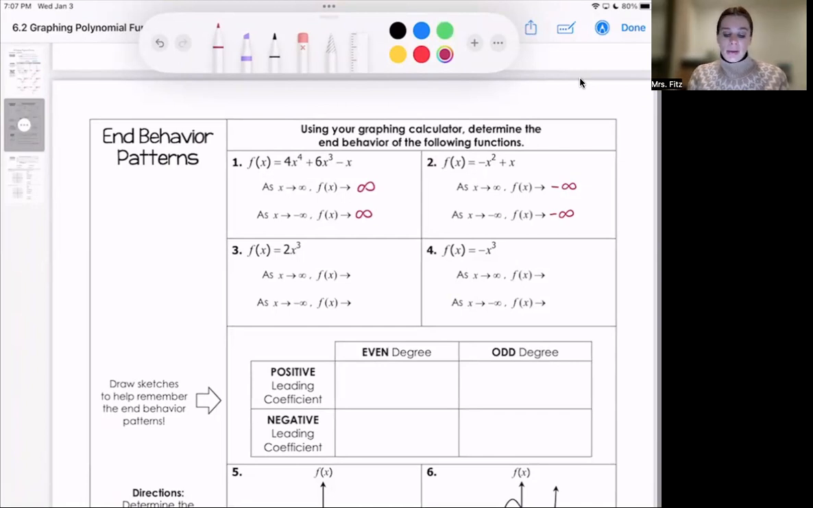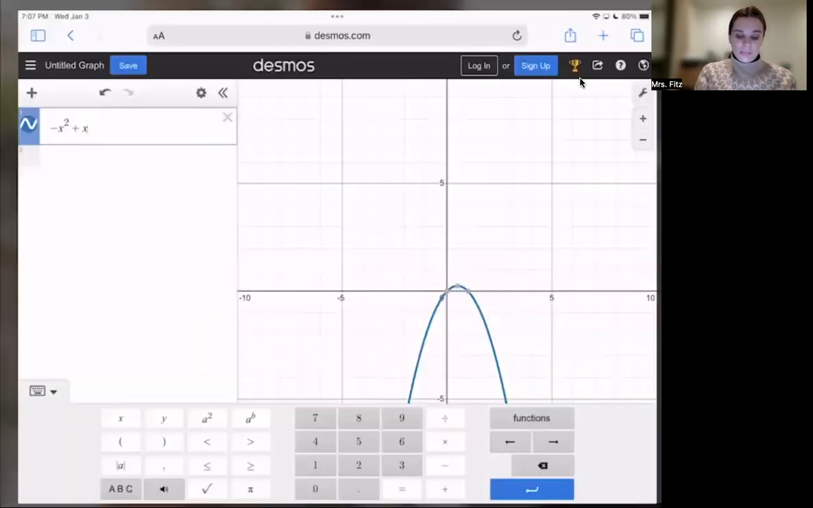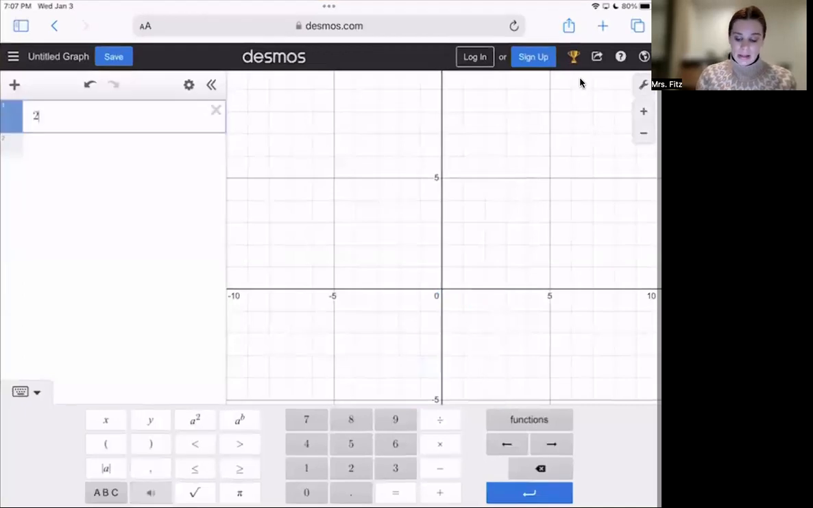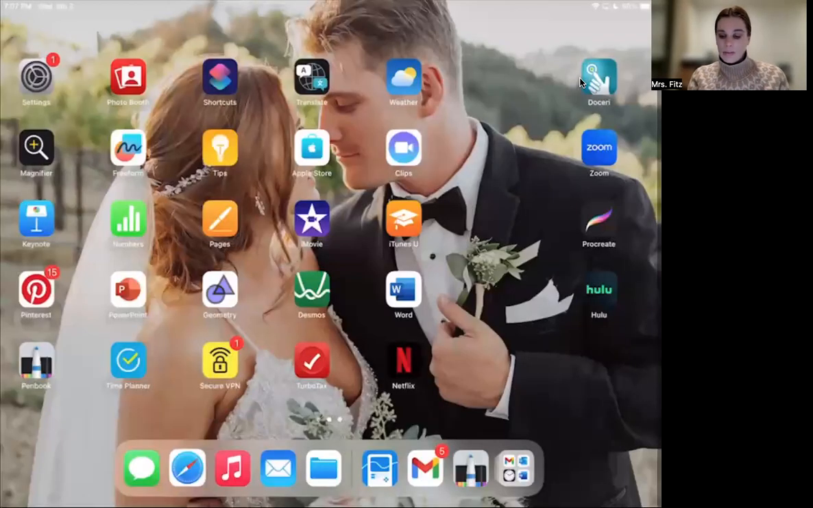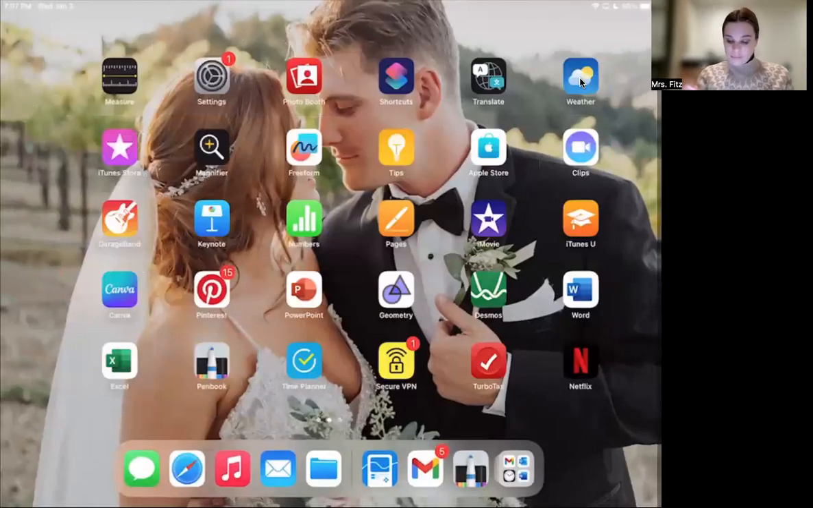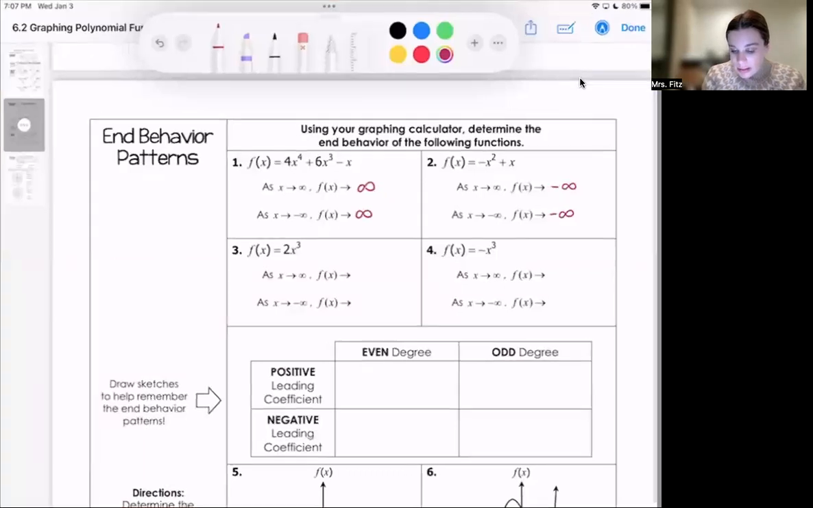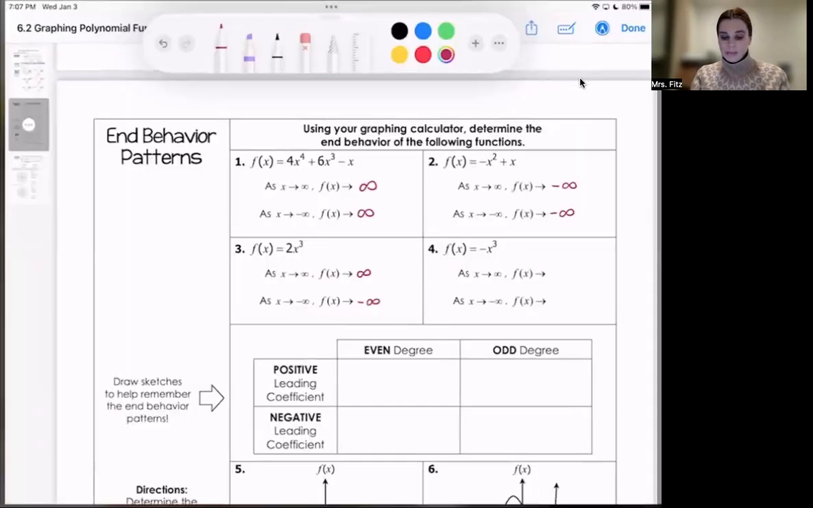All right, number 3, we have 2x cubed. So let's go ahead and type that in, 2x cubed. It looks like as x approaches infinity, we're going up to positive infinity. And as x approaches negative infinity, we're going down to negative infinity. So infinity, negative infinity.